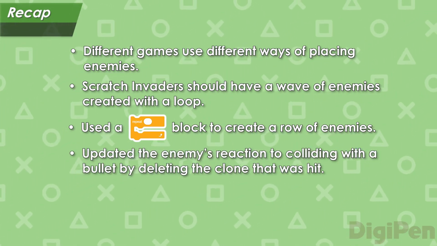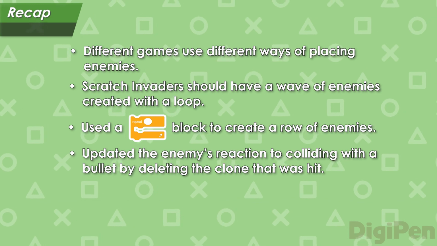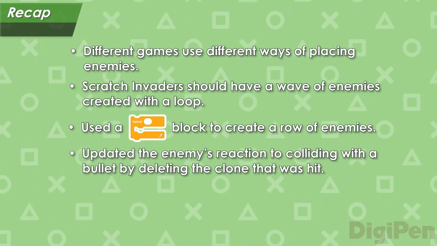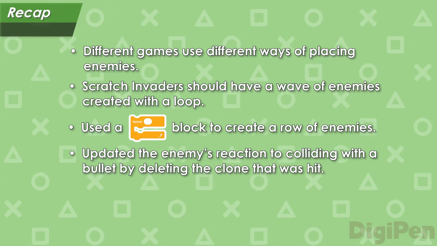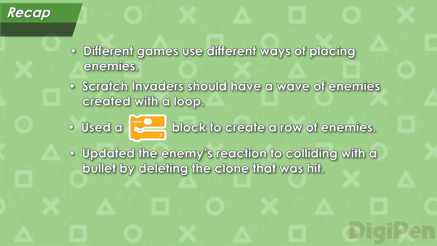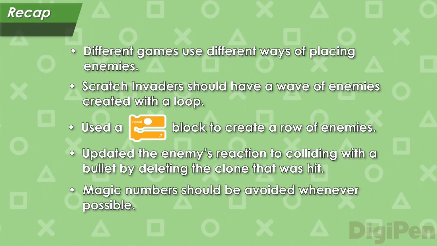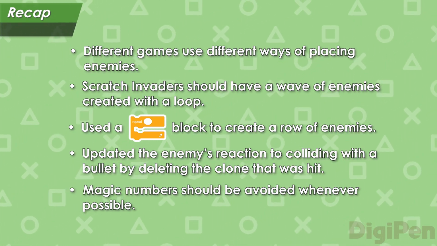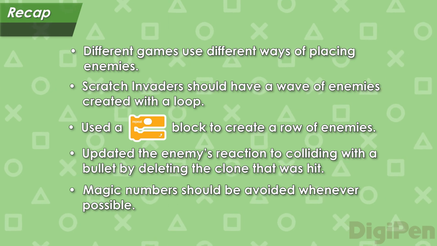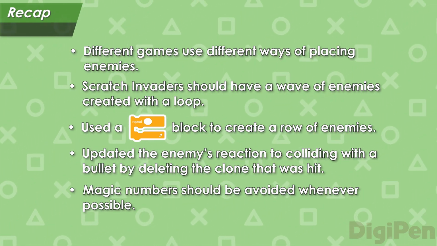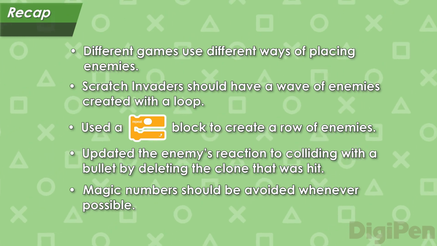Next, we updated the way that the enemy clones react to colliding with the bullet so that the hit by bullet function now deletes the clone rather than just hiding it. Finally, we learned about magic numbers, which are numbers that are written in code without proper explanation, and we created a set of variables to replace various magic numbers in the enemy sprite's code.